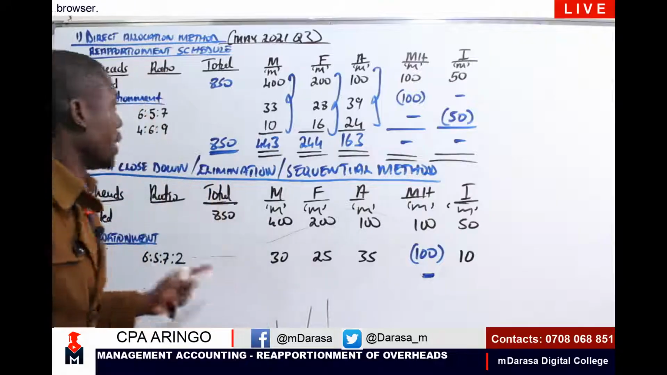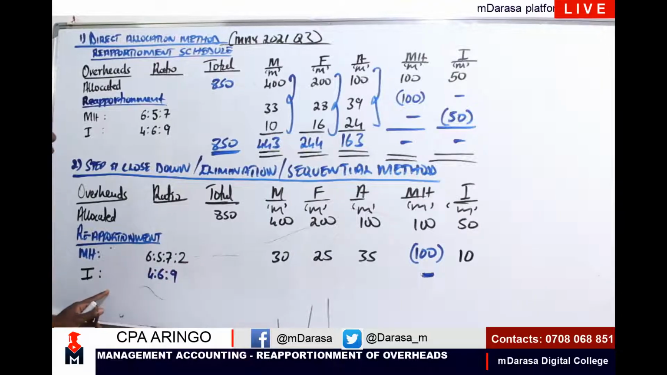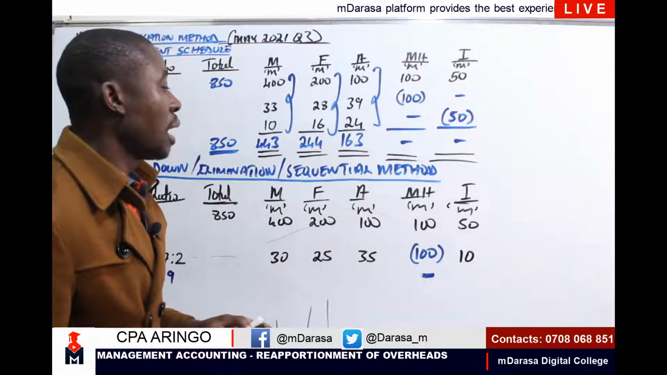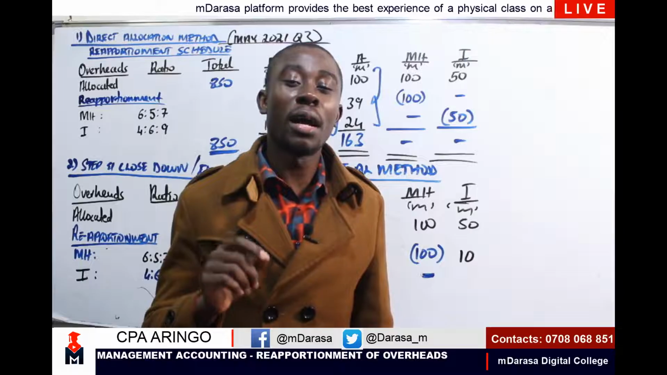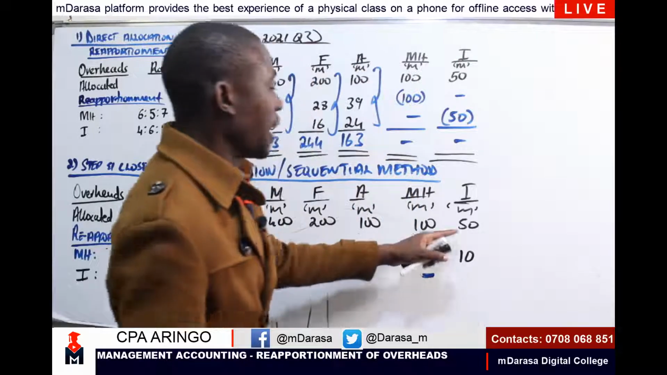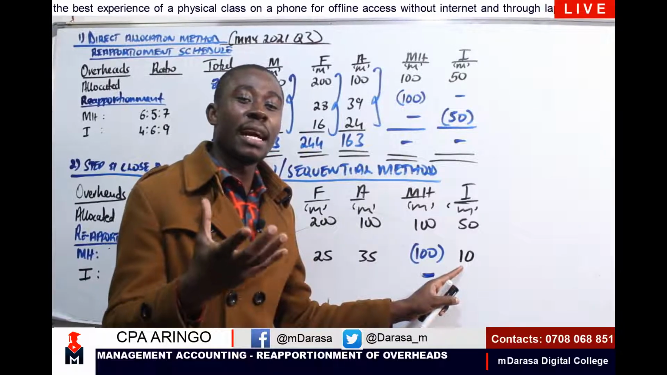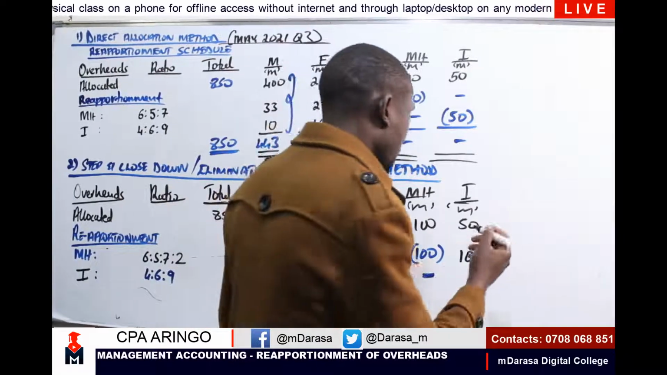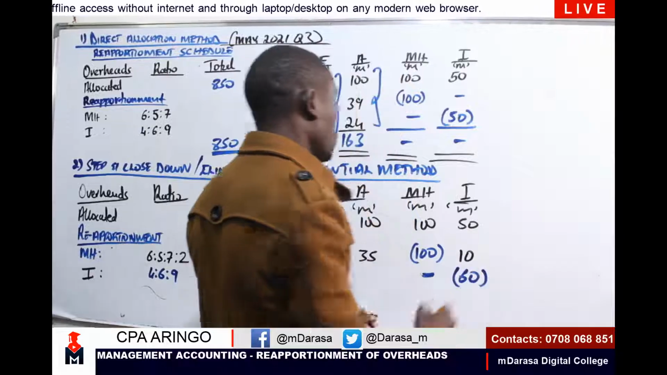So my ratio for inspection, I should be having 4:6:9 as what we had initially, because this time round, I'm not redistributing to our service department. The big question would be, how much in terms of overheads are we going to redistribute? I had 50, which was allocated. I have received 10 from material handling. So you can agree that the total overheads in inspection will be 60, because it is 50 plus 10.